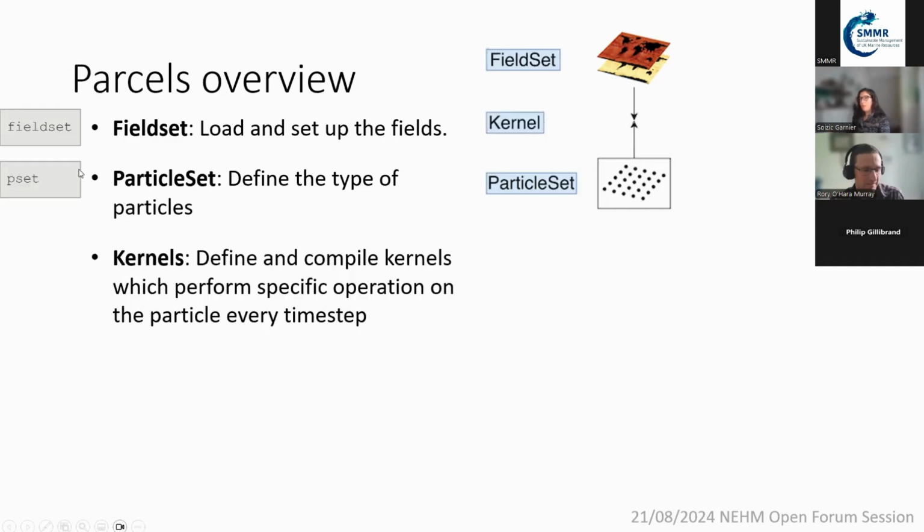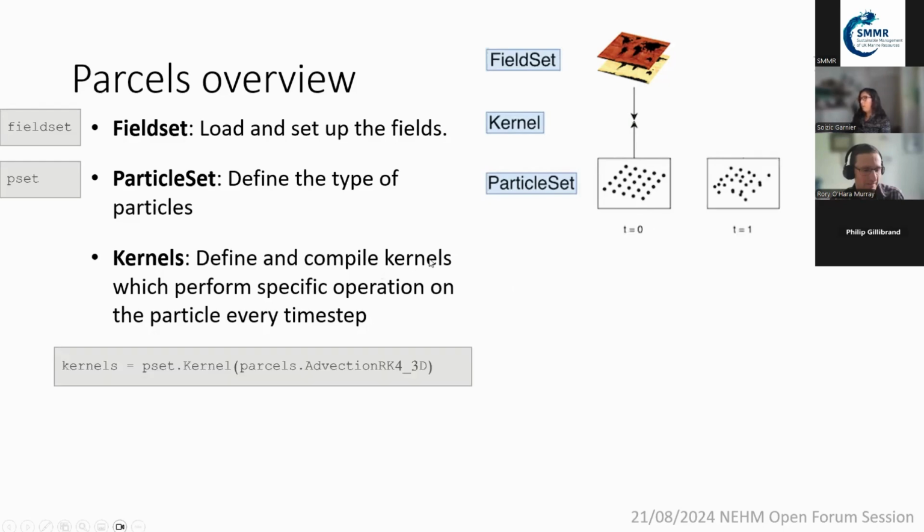So now we have a second object, pset, that has all the information about our particles that we have during the simulation. And we're going to create some kernel. This will allow interaction between the field set that we've created previously and the particle set that we've just defined. So the kernel is a little piece of code which is applied at every time step of our simulation.